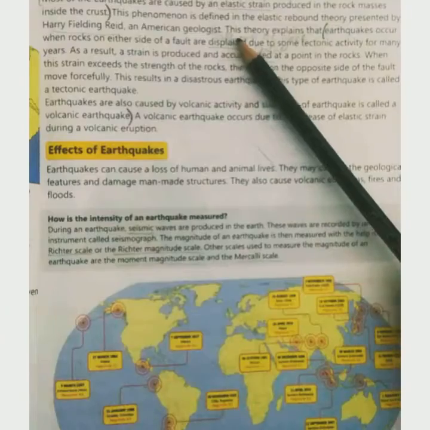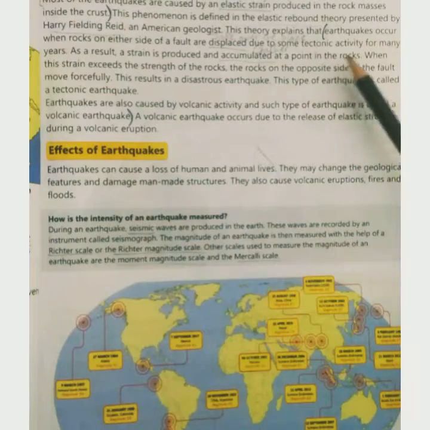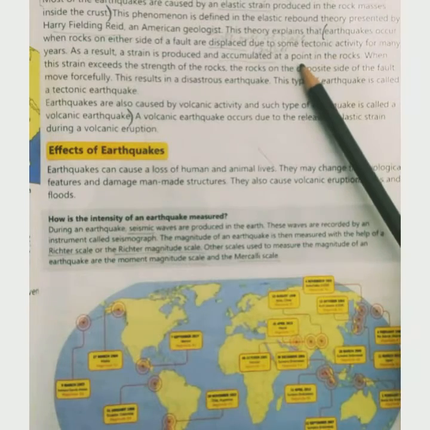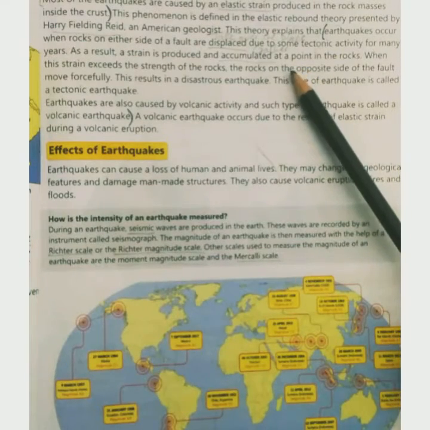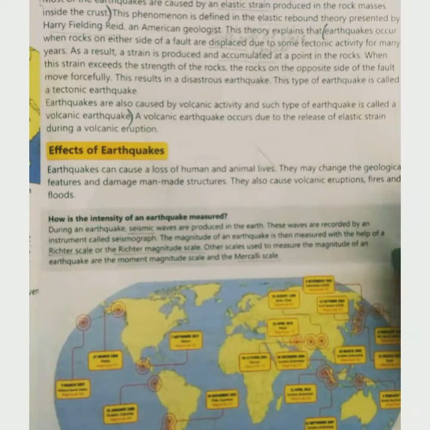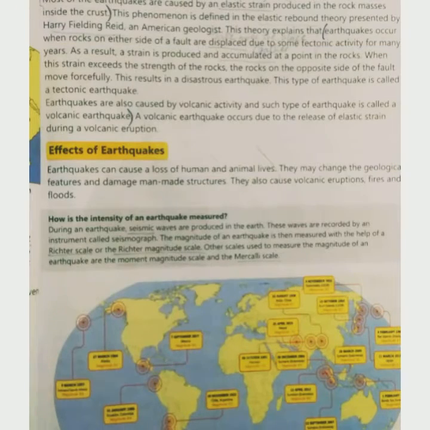So this theory explains that earthquakes occur when rocks on either side of the fault are displaced due to some tectonic activity over many years. This is the line that we should understand, and we had already understood about the tectonic activities, and we said that the earth's surface is composed of many pieces, and we said that these pieces are called tectonic plates, and these tectonic plates are moving, and when these tectonic plates move, what do they do? They cause the rocks in the earth's surface to move as well.